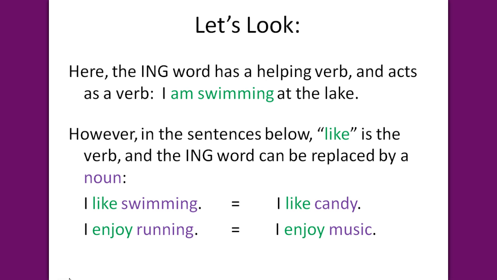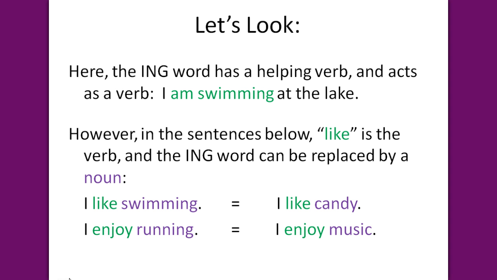Let's take a look. Here, the ing word has a helping verb and acts as a verb. I am swimming at the lake. The subject is I. Am swimming is a two-part verb. However, in the sentence below, like is the verb, and the ing word can be replaced by a noun. I like swimming is the same as the sentence I like candy, and so they are doing the same job in the sentence. In each sentence, they are the object of the sentence, or what I like.